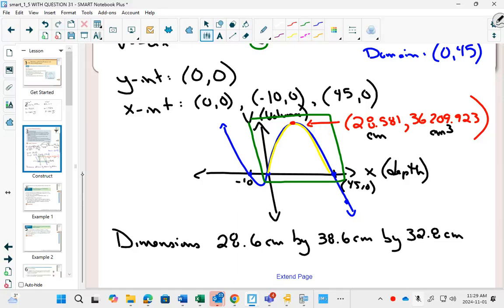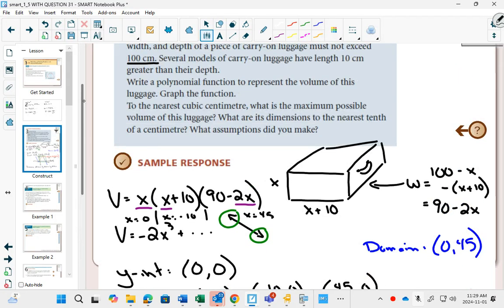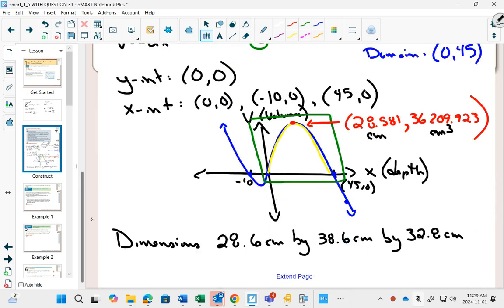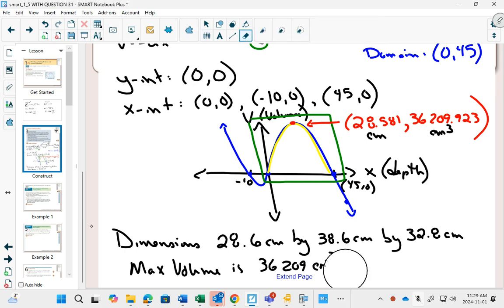So it says, what are the dimensions? These questions you have to read to the nearest cubic centimeter. What is the maximum volume? So we'll write max volume is 36,209 centimeters cubed. That's, didn't round right. To the nearest cubic centimeter, 36,210 centimeters cubed.